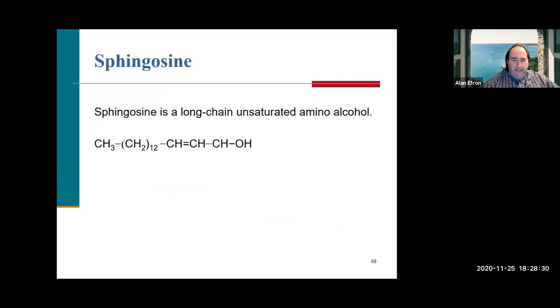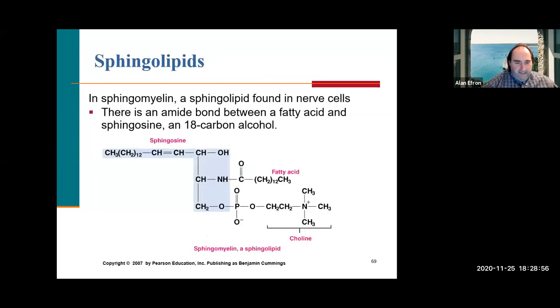Here's what that looks like. Again, kind of similar to glycerol. It does have a 3-carbon run, but it's got some other stuff attached there that's different than glycerol. Glycerol is all OH groups, but as you can see here, it has NH2 on it instead, a nitrogen-containing group. Here's an example of a sphingolipid. This is sphingomyelin, which is found in nerve cells. I apologize for the butchering of the names here. And it has an amide bond between the fatty acid and our backbone here.